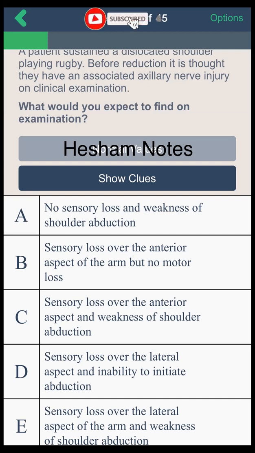Excellent. This is the injury of axillary nerve. Injury of axillary nerve is mixed, sensory and motor. Sensory over the upper lateral part of the arm, which is called the patch area, and loss of abduction from 15 to 90, because from 0 to 15 is supraspinatus. Okay, so the correct answer here is E.